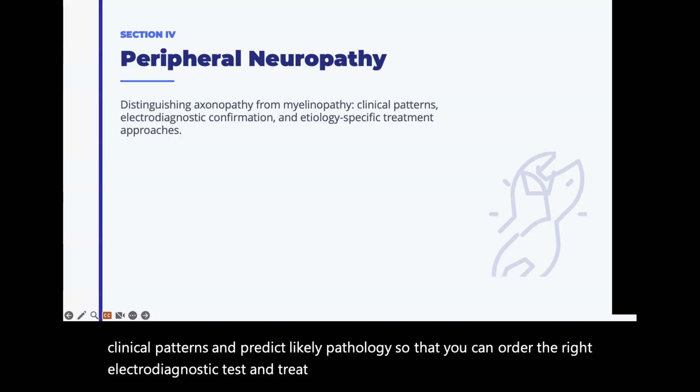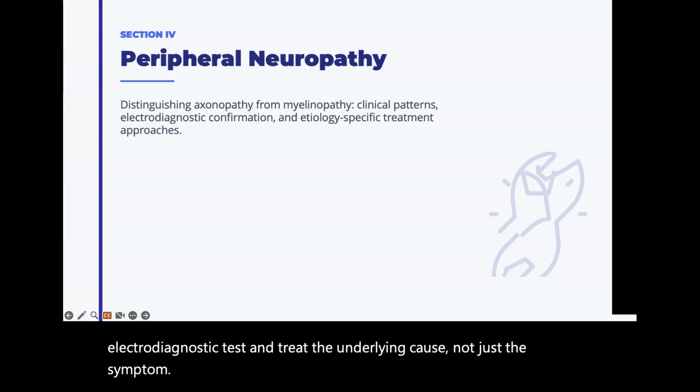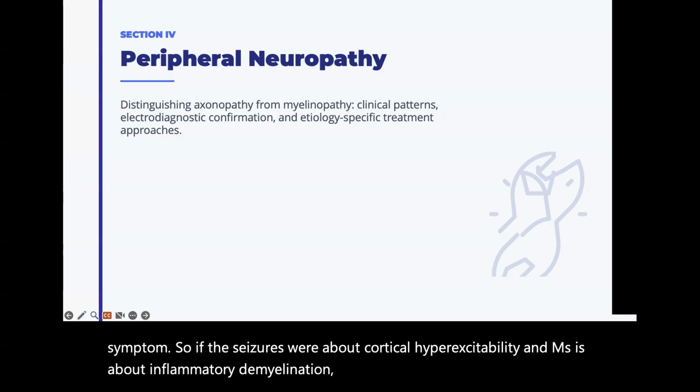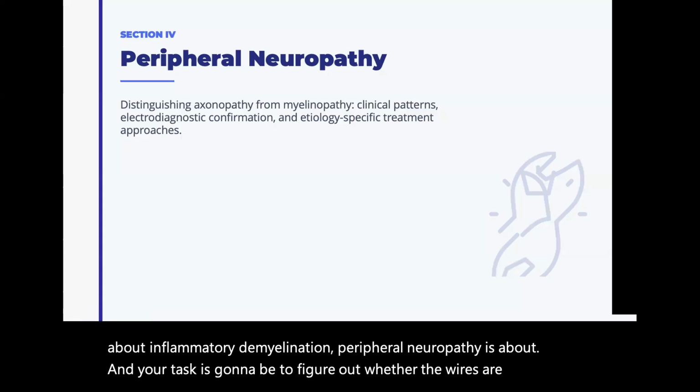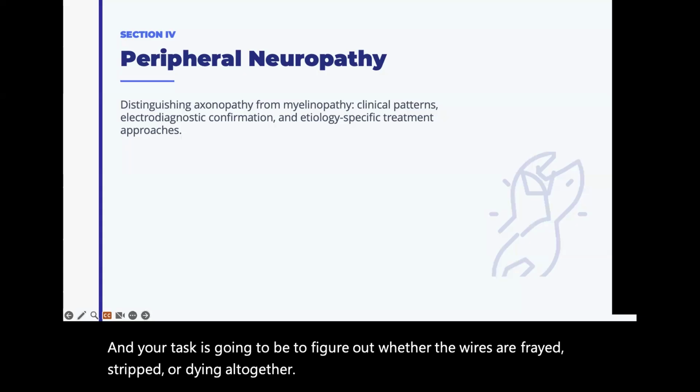not just the symptom. So if the seizures were about cortical hyperexcitability and MS is about inflammatory demyelination, peripheral neuropathy is about wiring failure. And your task is going to be to figure out whether the wires are frayed, stripped, or dying altogether. All right, let's go.